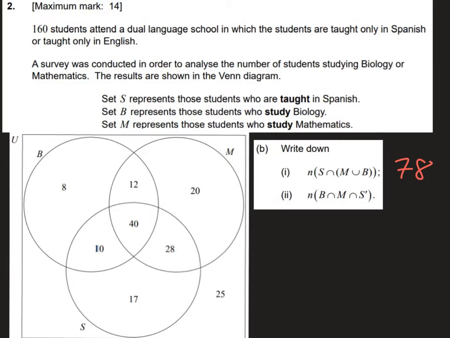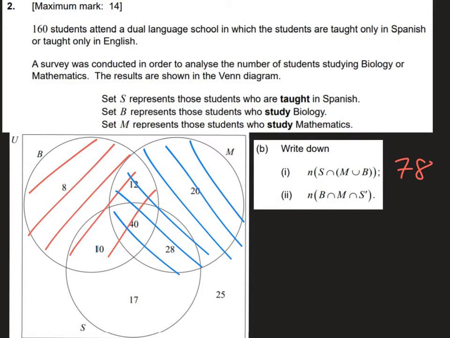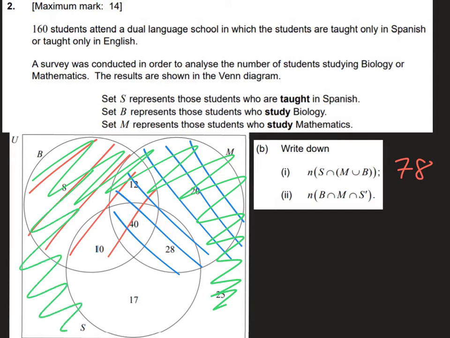For part 2, we want the intersection between 3 different sets. So first of all, we are looking at pupils who are doing biology. So this is our biology group here. We're then looking for pupils who also do maths. So this is our maths group here. And then finally, we're looking for pupils who don't do Spanish. So that is kind of everything else on the outside here.